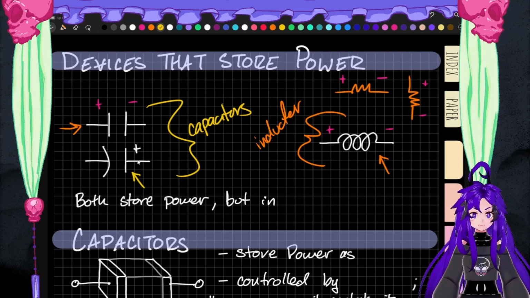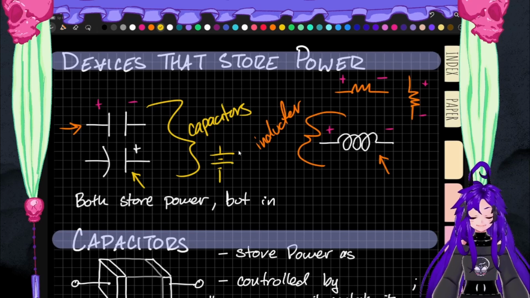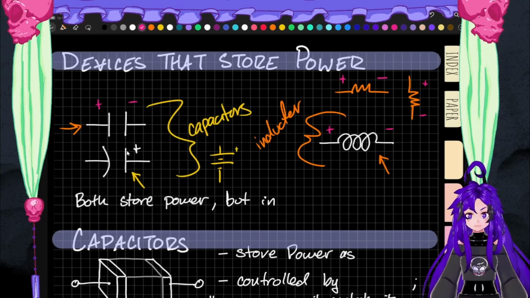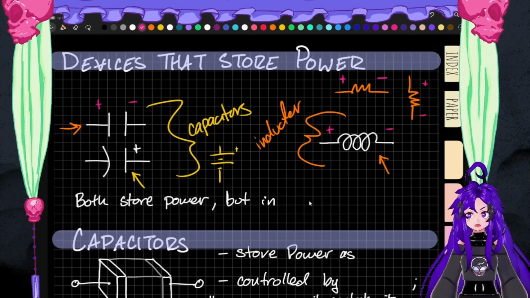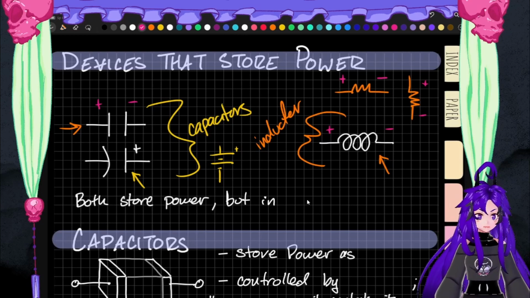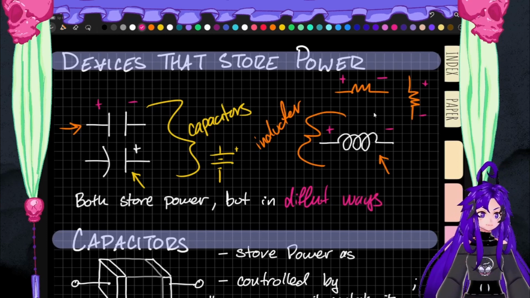This is a special one. All you need to know is that the flat side is the positive side. So that's kind of like how a battery implies its direction with the long end. This one implies its direction with the flat end. But these are the same device, right? These are both capacitors. So these two both store power, but they do it in different ways. So let's go through them.